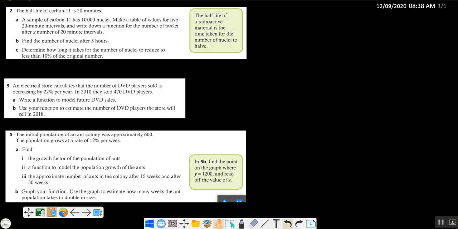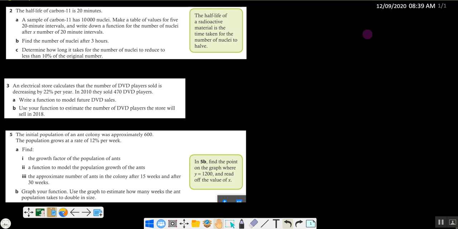So a sample of carbon 11, it's just the name of whatever the material is, has 10,000 nuclei. Make a table of values for 5 20-minute intervals and write down a function for the number of nuclei after X number of 20-minute intervals. I'm not confused anymore. I just didn't read the green box.